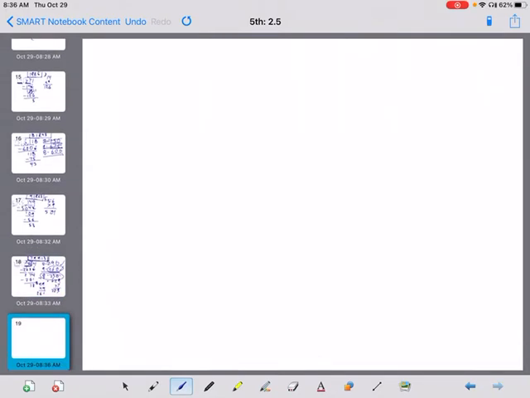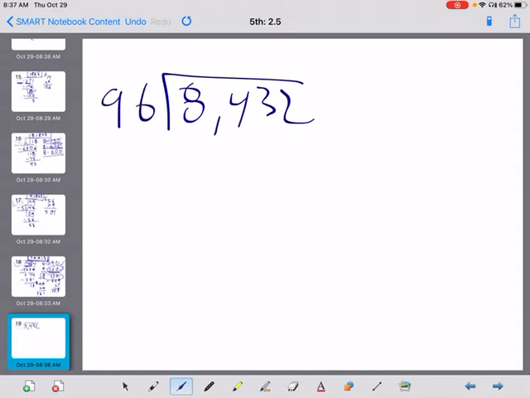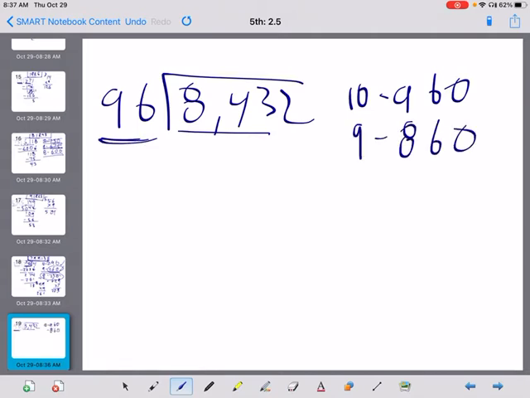And last one, number 23, 8,432 divided by 96. This one, I think it might help me because, man, 960. Let's see, I can try that again. 96 into 843. I know 960 would be 10 times. I'm going to round this to 100 and say 860 would be 9 times. That's still too much. So let's try 8 times, which would be about 760.